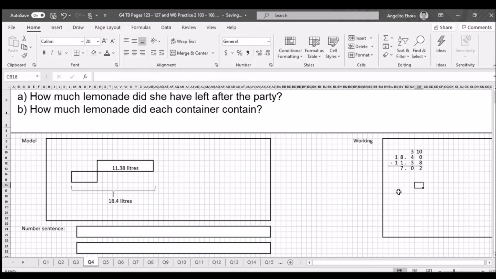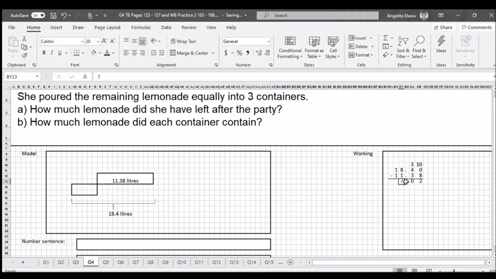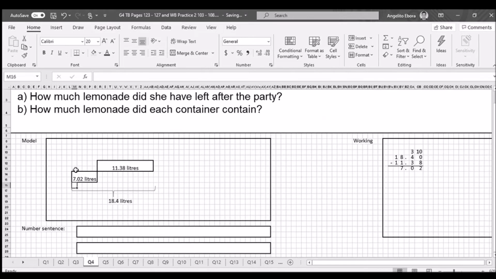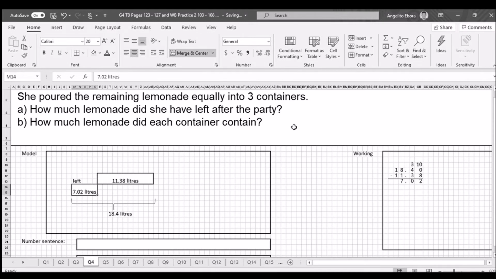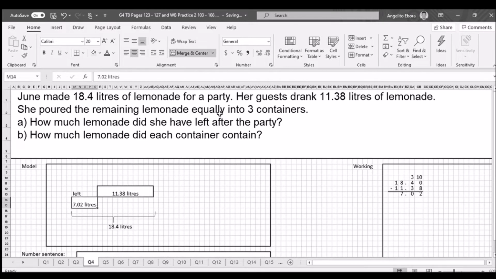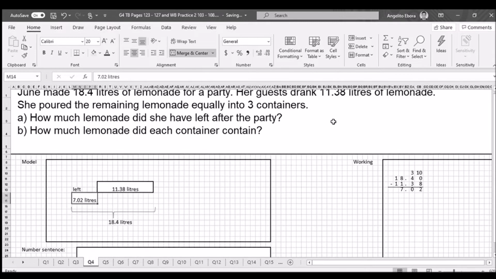Okay, so that means this is the amount of lemonade left after the party. I'm going to put this one here, 7.02 liters. Okay, and left. We're going to label this. And then what did we do with the lemonade left? It says she poured the remaining lemonade equally into 3 containers.